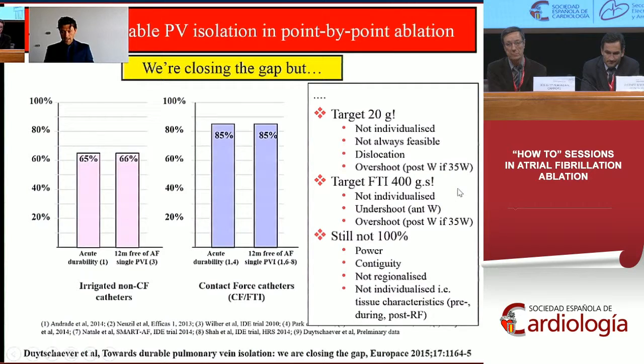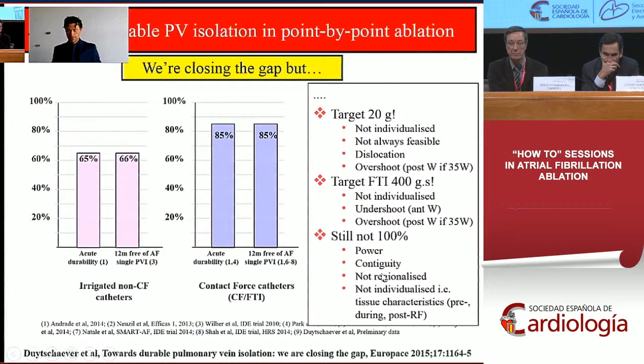Terminology that I do not like is the FTI because it has been placed dogmatically in papers that you should reach an FTI of 400 grams per second. First of all, it's not individualized. I cannot imagine it should be an FTI at each site. And two, it does not take into account power. So it can lead to a lot of undershoot, especially, for example, at the anterior wall, but it can lead to overshoot at the posterior wall.